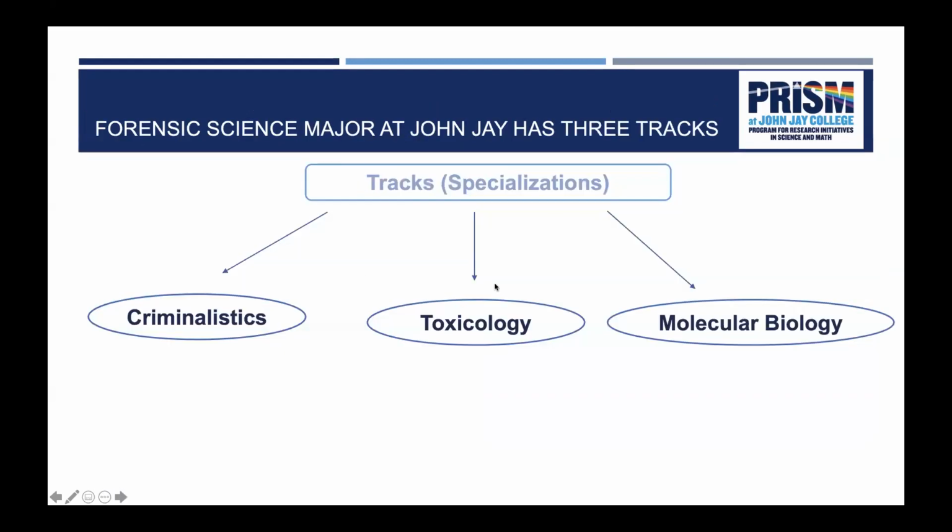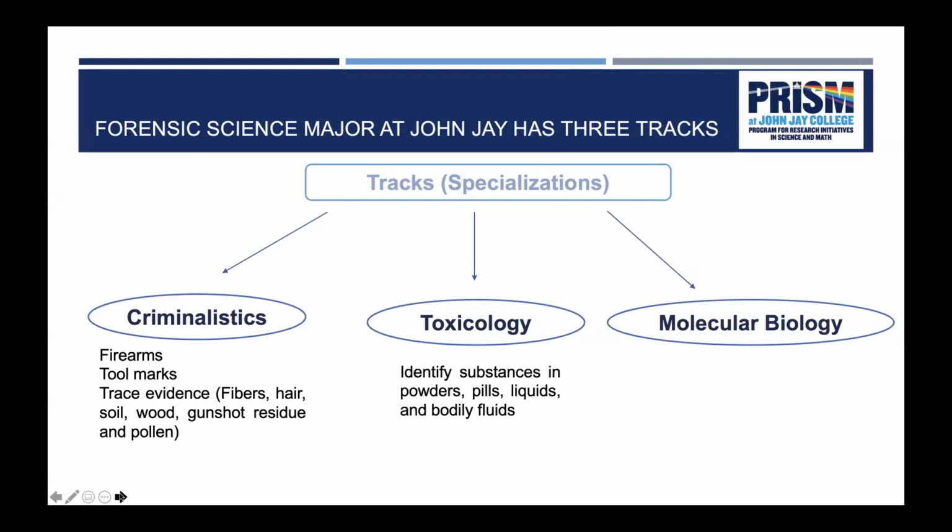So once you get to John Jay, you would have to select a track, and there are 3 tracks: criminalistics, toxicology, and molecular biology. Criminalistics has to do with firearms, tool marks, trace evidence such as fibers, hair, soil, wood, gunshot residue, and pollen. So in a criminalistics track, you will learn how to analyze this type of evidence. In the toxicology track, you would do the kind of work that Dr. Cheng was talking about today. In addition to that, you would be identifying substances in powders, pills, liquids, and bodily fluids.